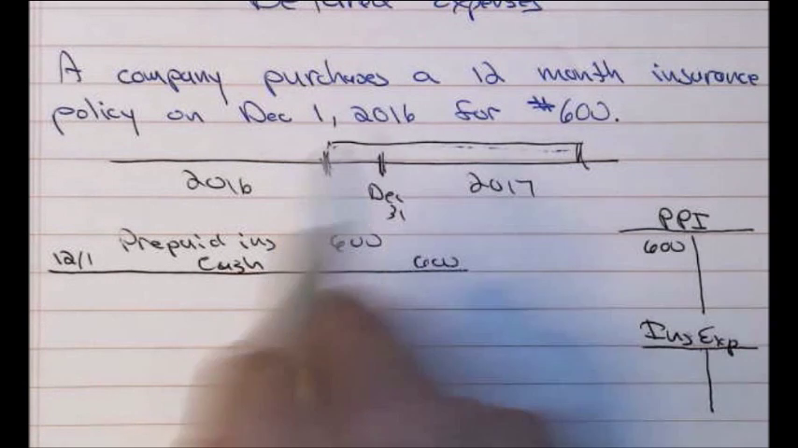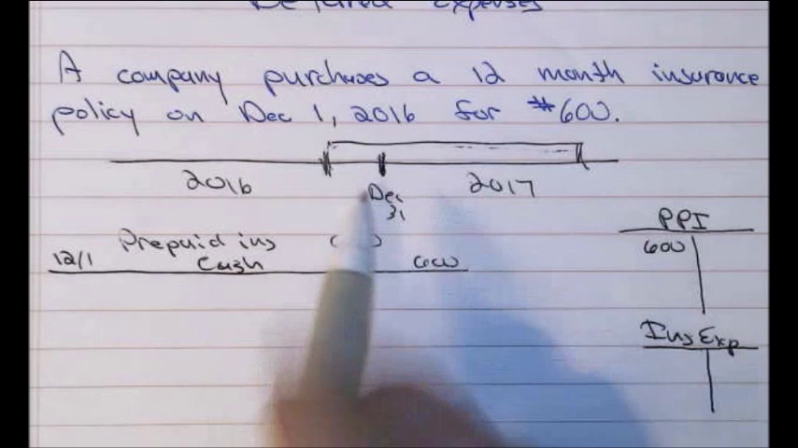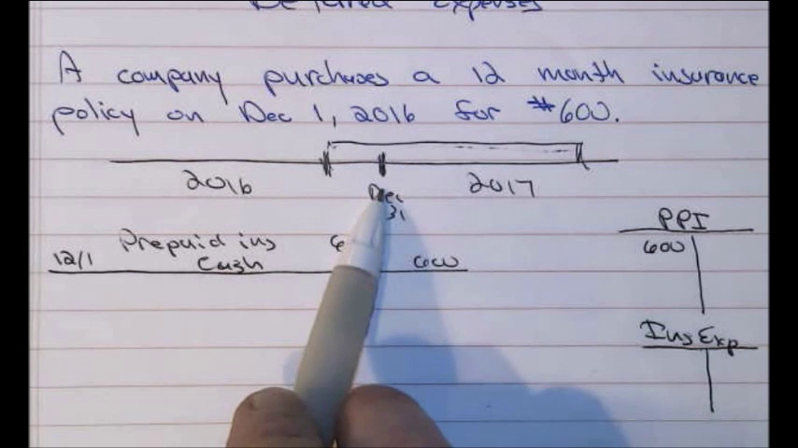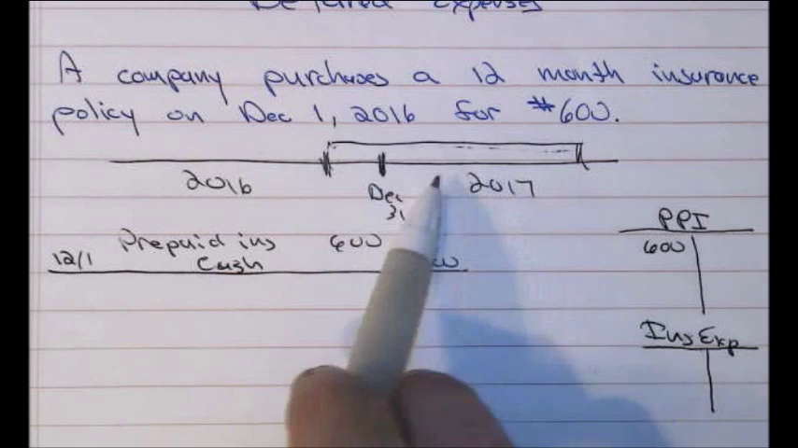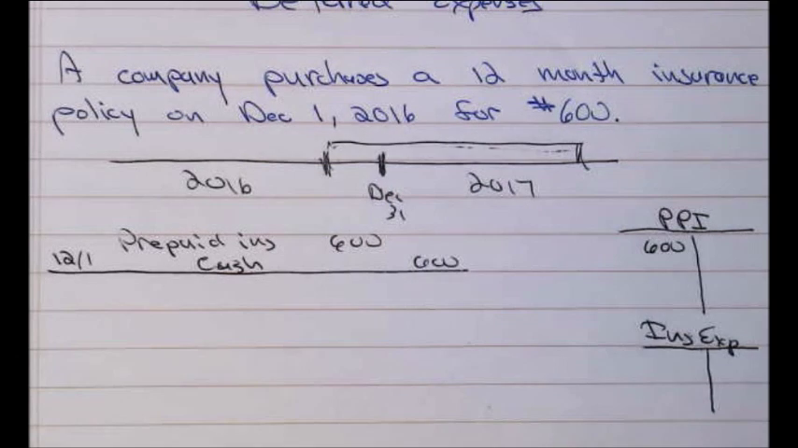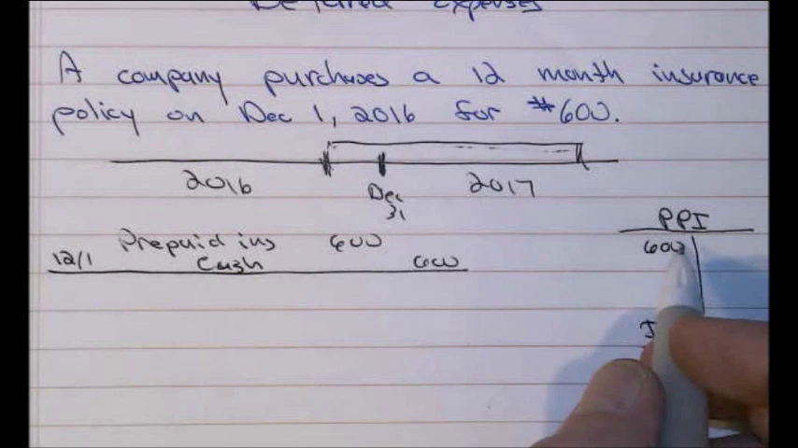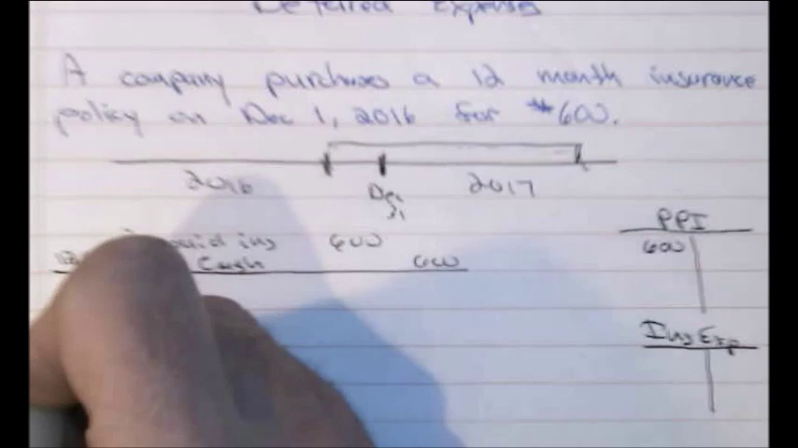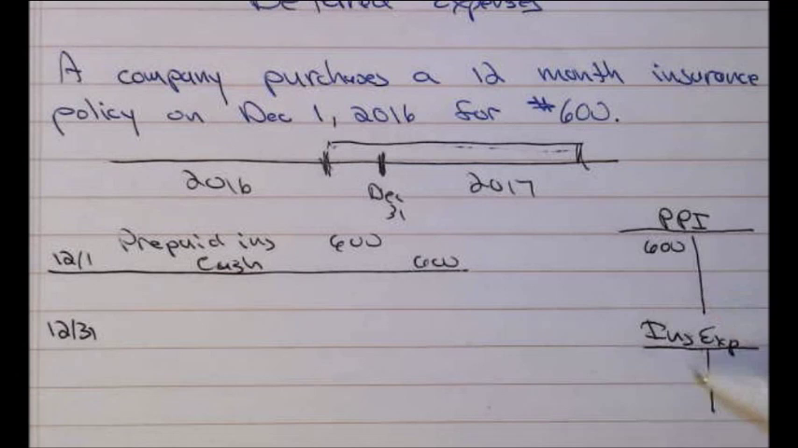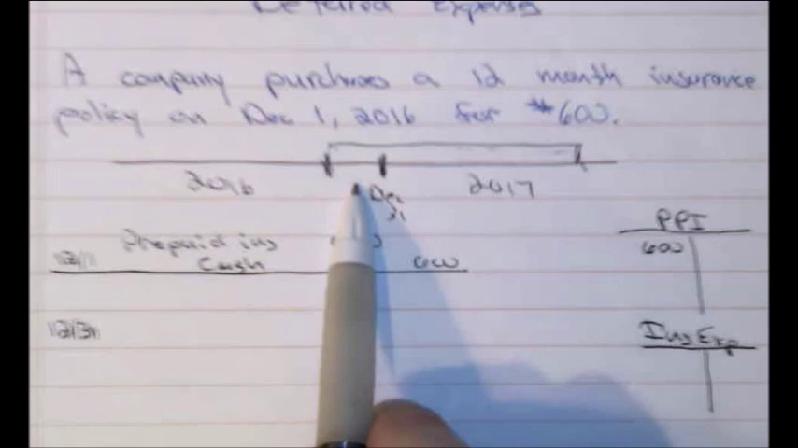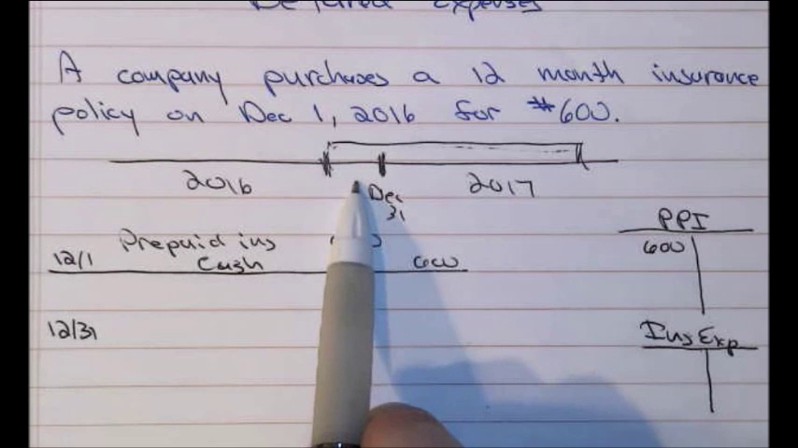Well, now what happens on December 31st? It's the end of my accounting period, and I've had this insurance for a month. So that means I've used up some of it, but I have some of it to carry forward into the next accounting period. So on 12/31, I have to do an adjusting journal entry and bring these accounts up to date. I'm going to show that we've used up 1 month worth of insurance, and that it's gone.